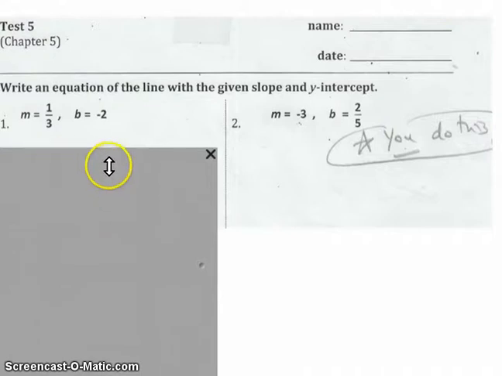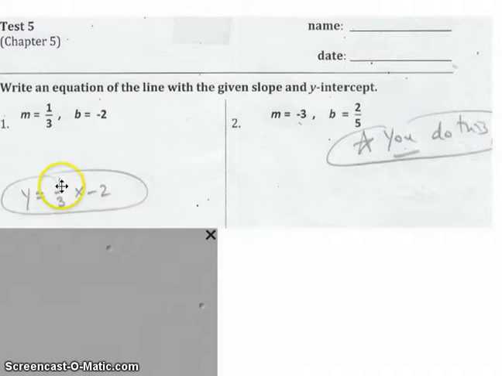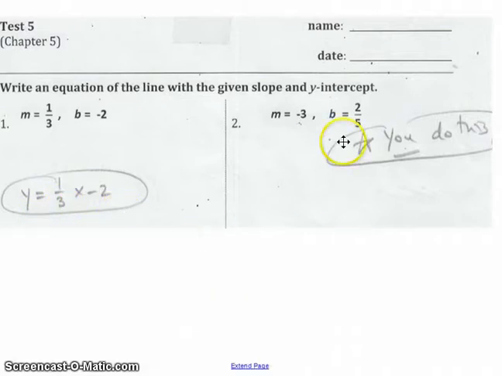If I'm supposed to come up with an equation from slope and y-intercept, well, I can just put it into slope-intercept form, and I simply plug these things in. The 1/3 goes in there for m, the -2 goes in there for b, and y equals mx plus b instead becomes y equals 1/3 x plus -2. Do similar work here, if you would, on the next page.